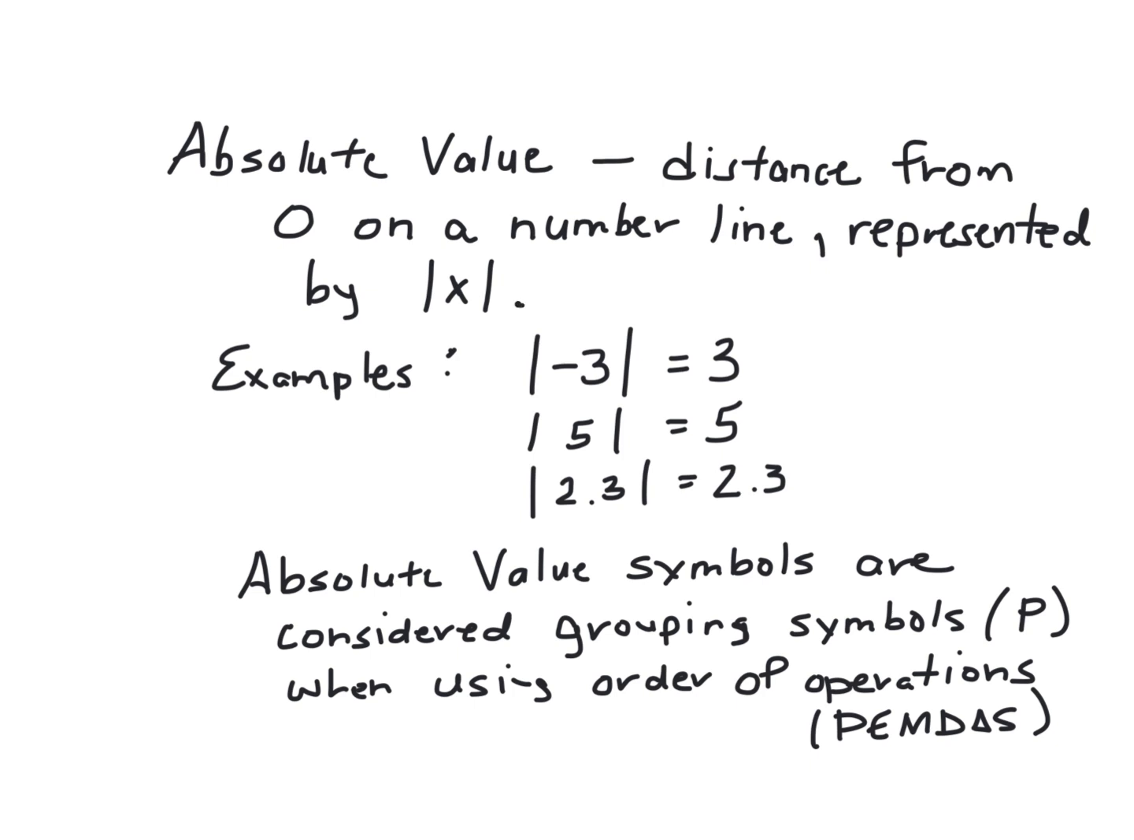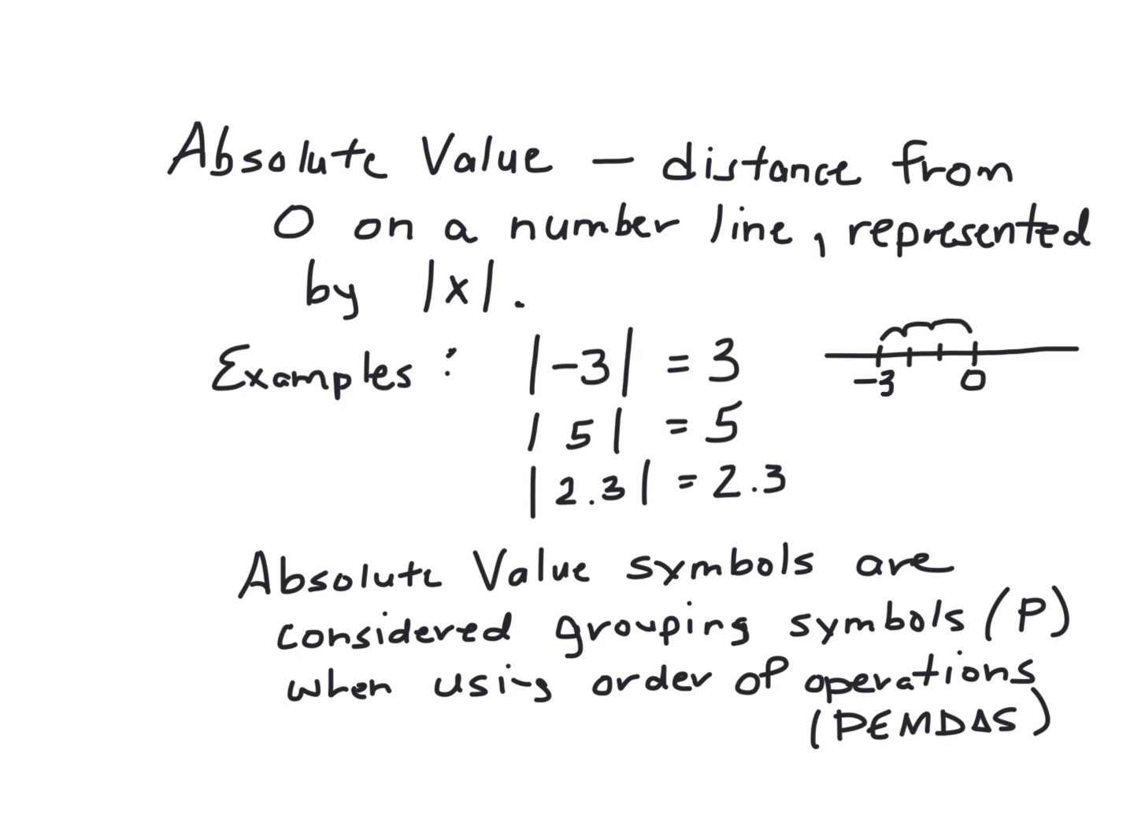So for example, the absolute value of -3 is equal to 3, because on a number line, -3 would be here, and it's 3 units from 0 on the number line. We're talking about a distance, which is always positive. The absolute value of 5 would be 5. The absolute value of 2.3 would be 2.3. So it's just the distance from 0, which will always be positive.